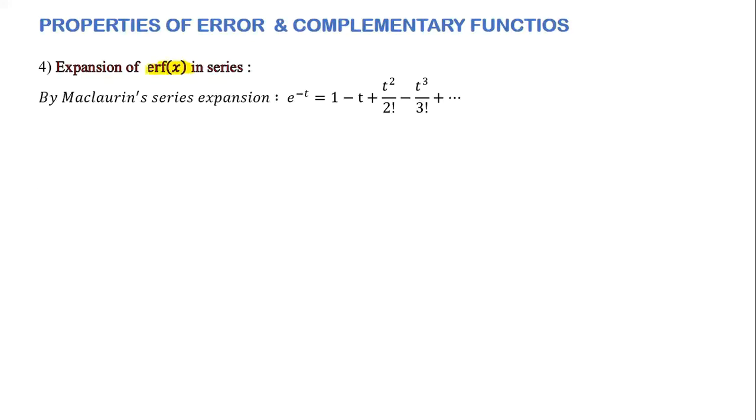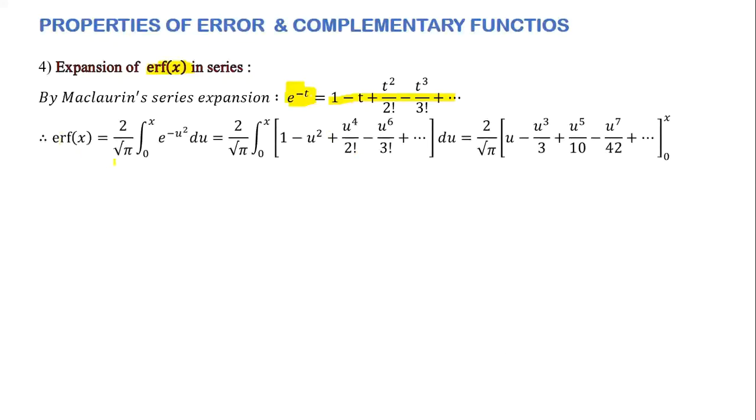To do this, first consider the Maclaurin series expansion of the exponential function. This is a very famous result, and you already did that part in your first semester in course M1. The expansion of e raised to minus t is 1 minus t plus t square by 2 factorial minus t cube by 3 factorial plus t raised to 4 by 4 factorial and so on. Alternately, plus and minus signs are there. Now consider the error function of x, whose definition is 2 by root pi integral 0 to x e raised to minus u squared du. This is an exponential function of the form e raised to minus t. So replace this by the corresponding Maclaurin series.